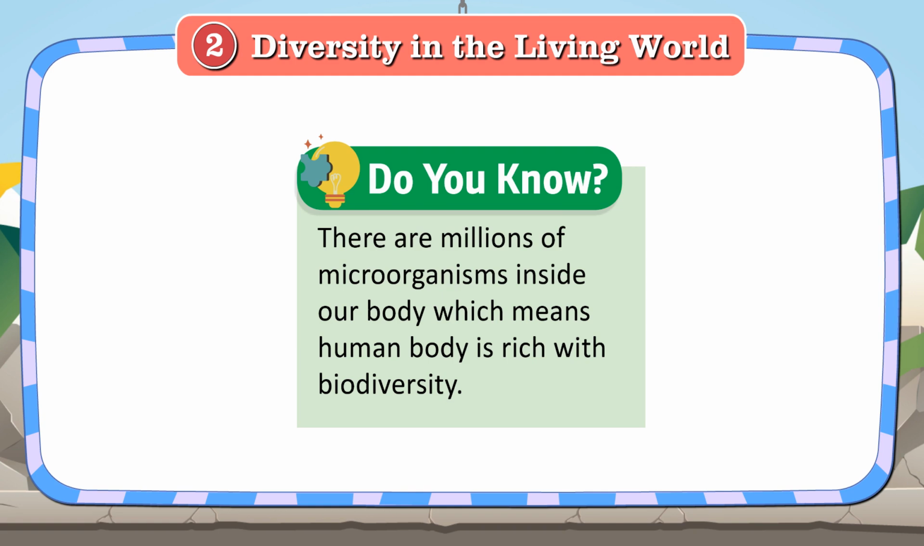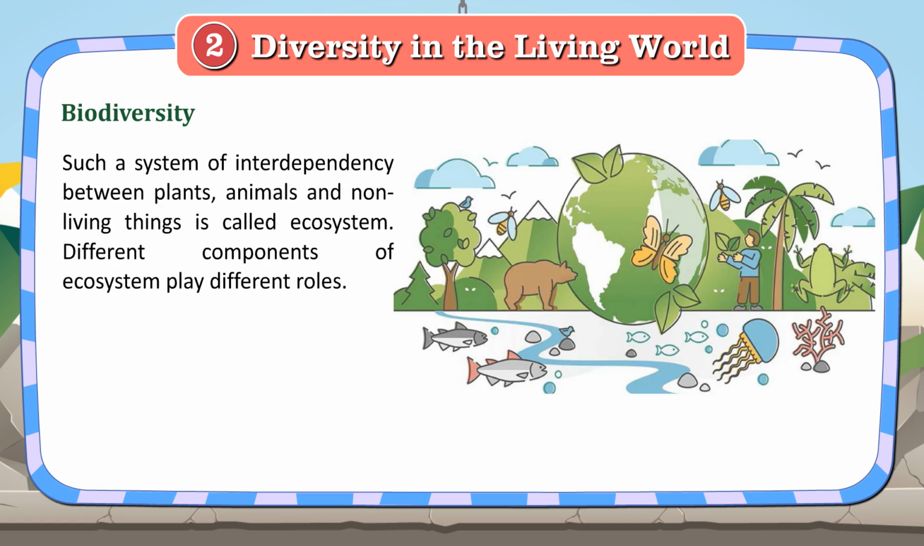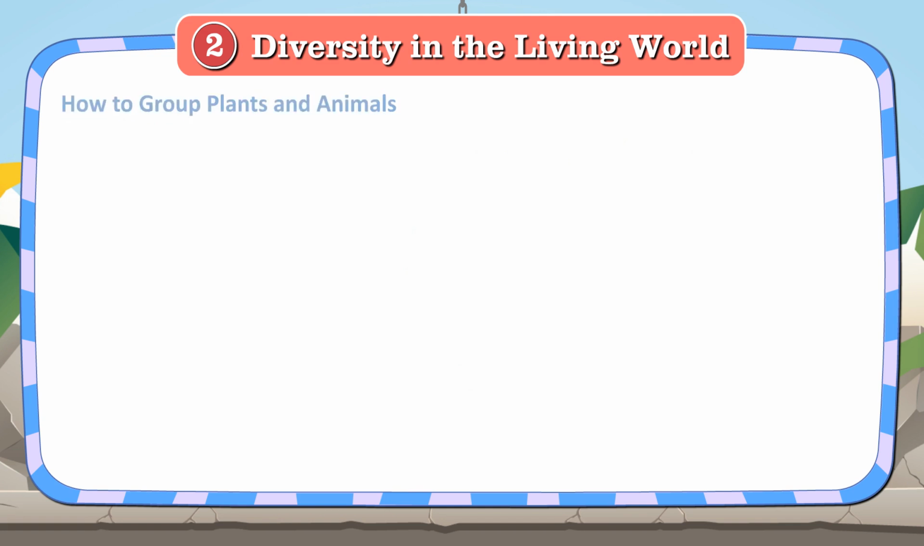Do you know? There are millions of microorganisms inside our body, which means the human body exists with biodiversity. Such a system of interdependency between plants, animals and non-living things is called an ecosystem. Different components of an ecosystem play different roles.